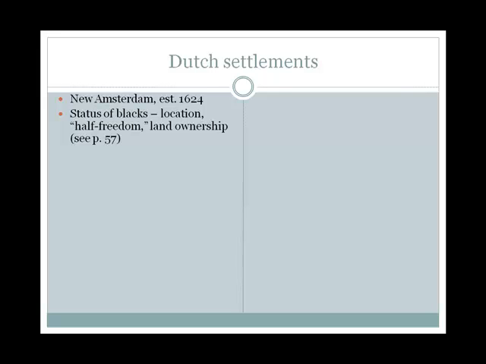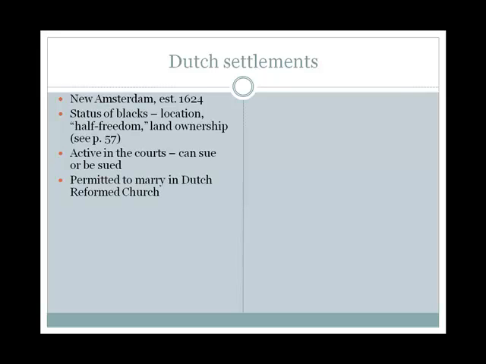One of the rights and privileges that they had was land ownership. See page 57 in your textbook for more information on these patterns of settlement. Blacks were also active in the courts. They could sue or be sued. They were permitted to marry in the Dutch Reformed Church. They mixed with their white neighbors and very often conducted independent trade in the colonies. They bought and sold their own goods and produced their own products, which they sold. They served in the militias.